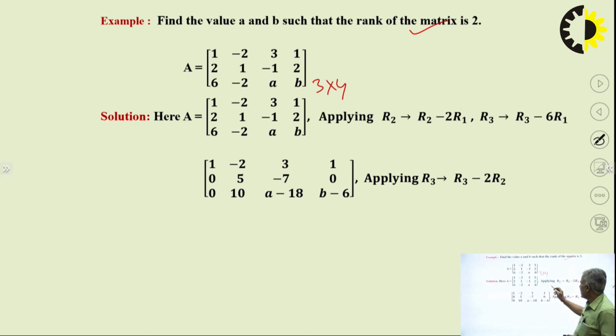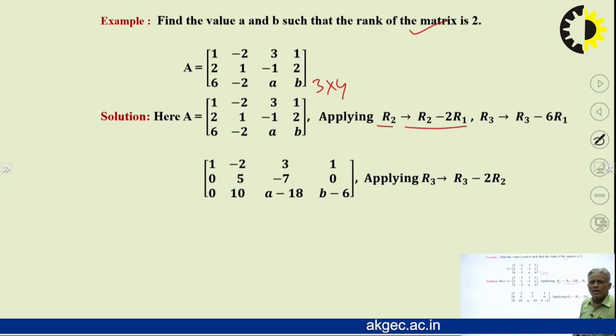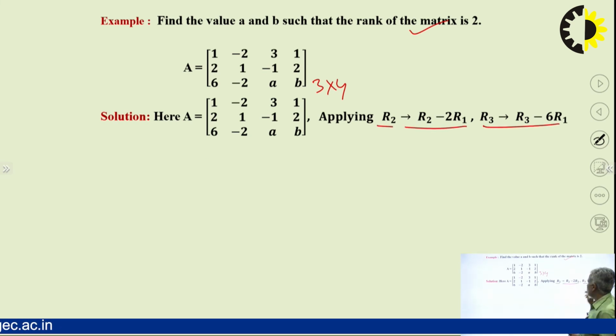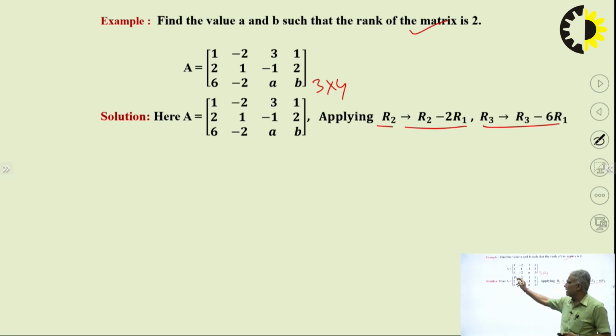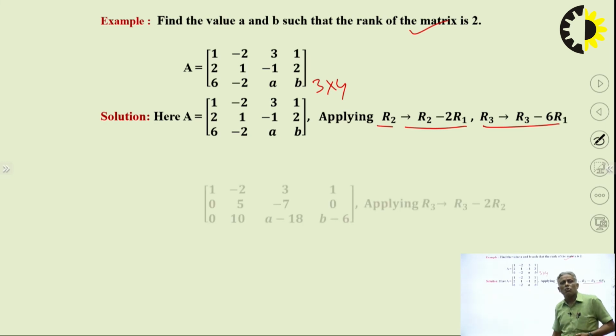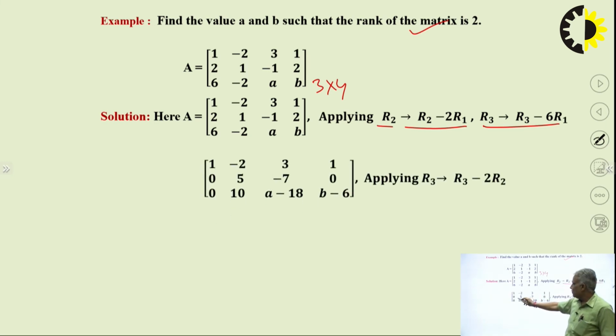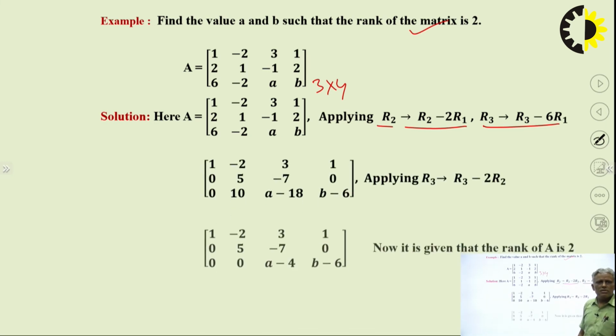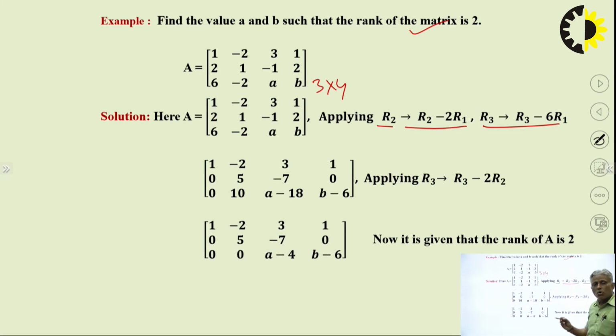First of all, I apply R2 → R2 minus 2R1, right? And apply R3 → R3 minus 6R1. So with the help of this, 2 minus 2 is equal to 0 and 6 minus 6 is also equal to 0. So how to apply this operation? We see that, right? So 0, 5, minus 7 and this, right? First of all, our aim is to reduce all elements below the diagonal element. So in this case, the diagonal element will be considered here, this, right? So this is the diagonal of the 3 by 4 matrix, and we reduce all elements below the diagonal element to 0, right? In this way we can calculate this form.